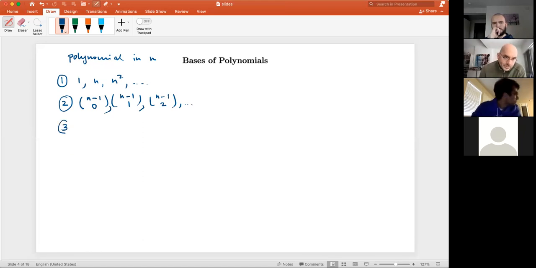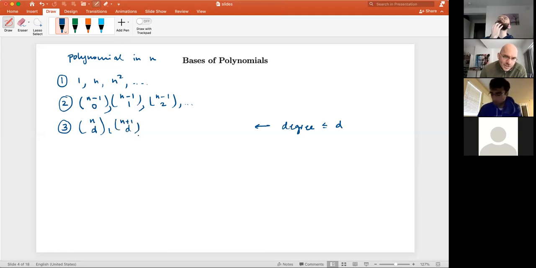And there's a third one. Now I'm going to have to fix a degree. So over here, I now have to say this is a polynomial of degree less than or equal to d. So I take n choose d, n plus 1 choose d, up to n plus d choose d. And we'll be working in all of these bases.